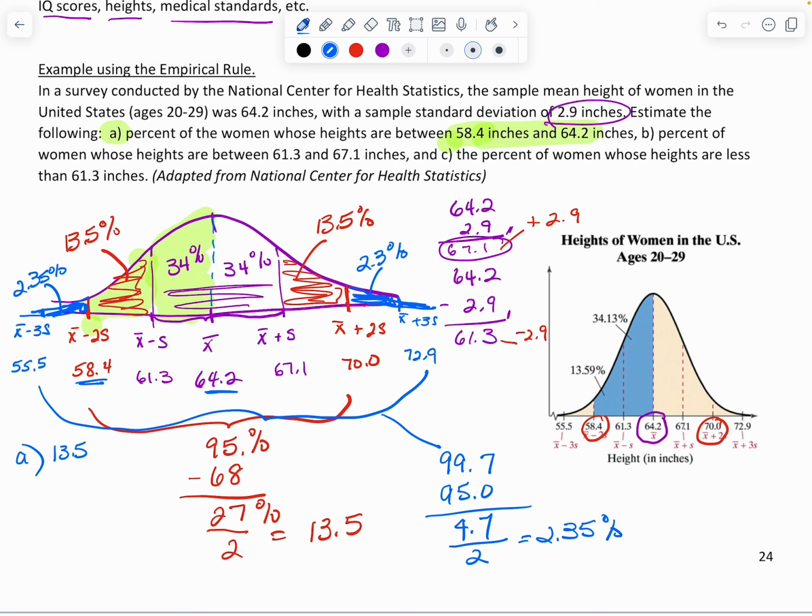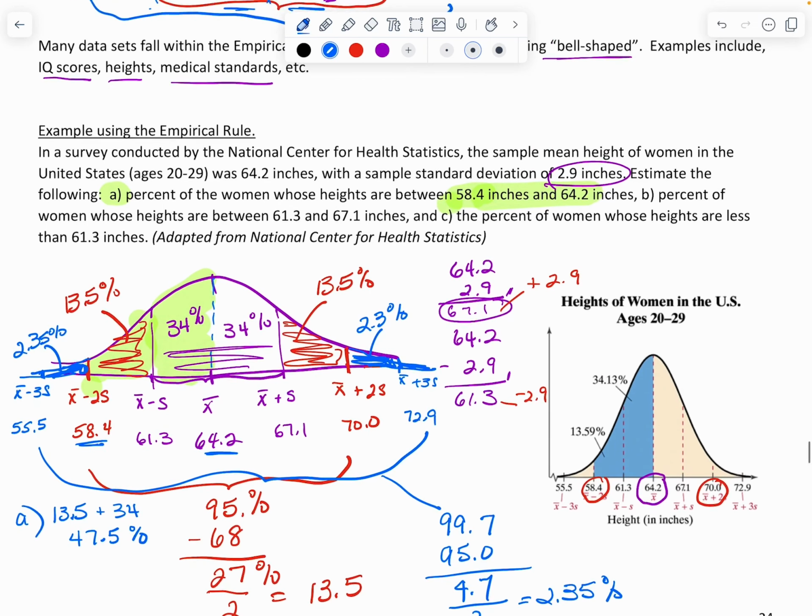So A would be 13.5% plus 34% for a grand total of 47.5%. So 47.5% of the population of women will be between 58.4 and 64.2 inches.